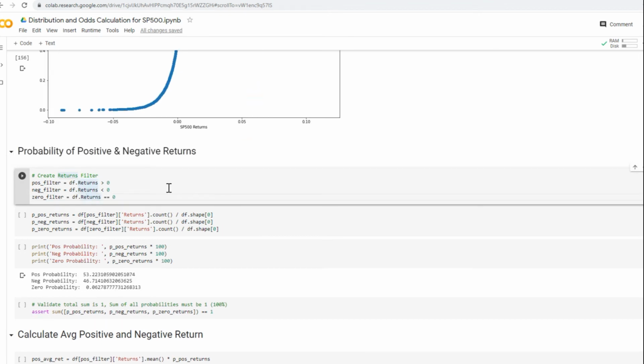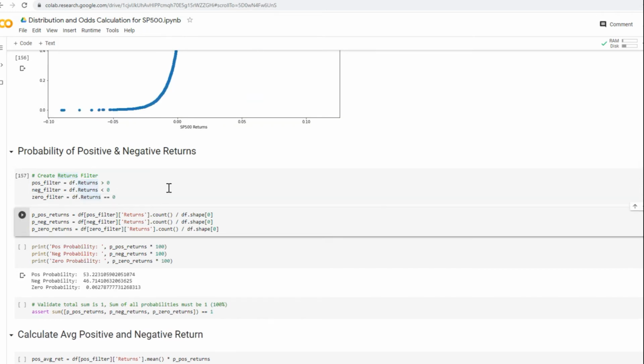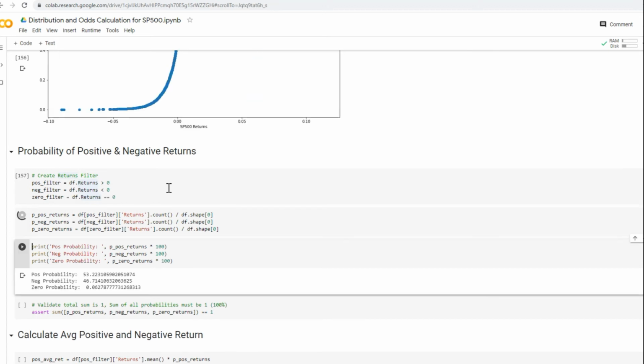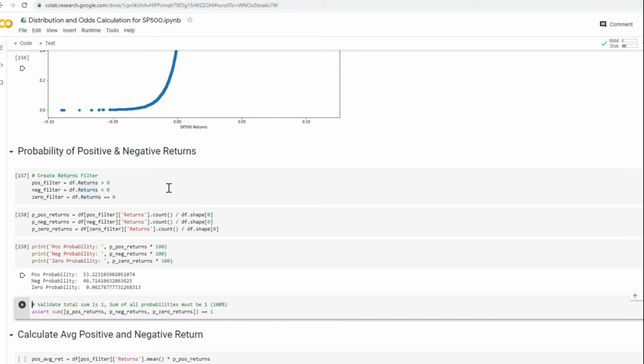So okay, so how do you calculate? First of all, you create a filter for positive and negative and 0 returns. Then you filter out, you count, and you divide by the total amount of data. So and then you calculate. So you can basically see that positive probability is around 53%, negative probability around 46.7%, and 0 probability is around 6%, right? 0.6%.